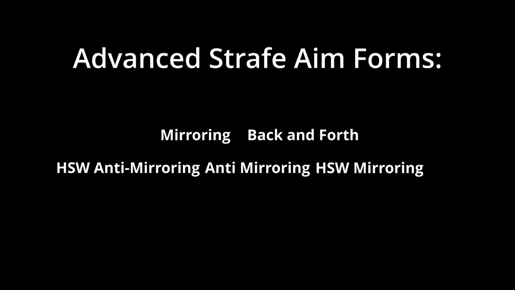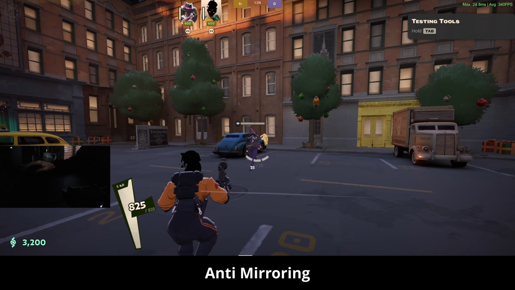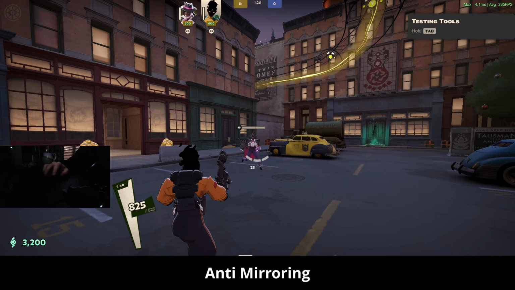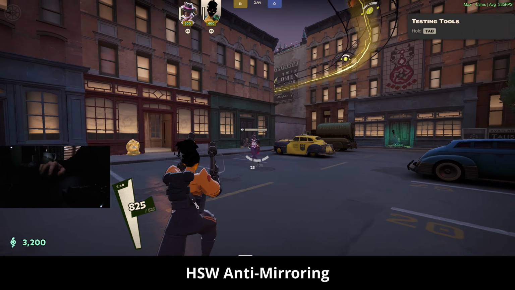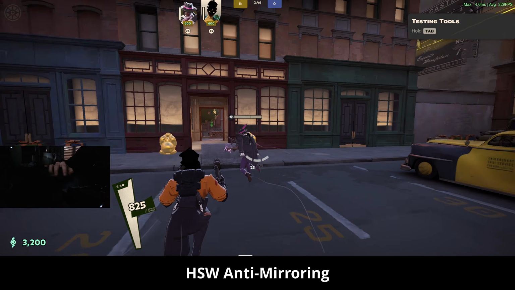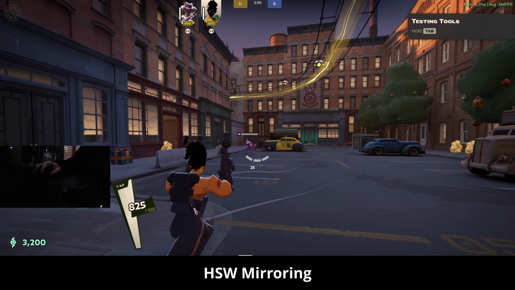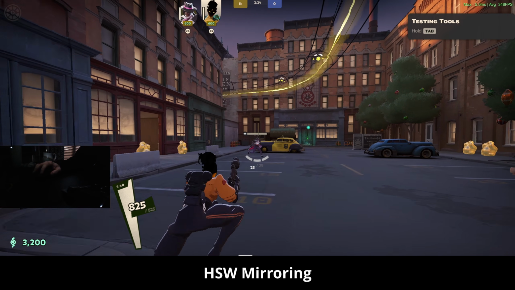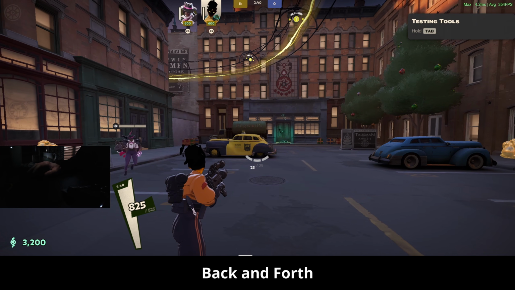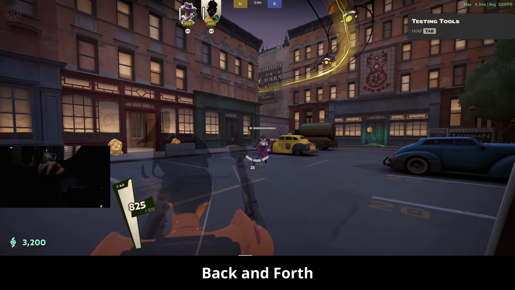These act as building blocks to the more advanced forms of movement. Mirroring, you mirror your enemy's strafe directions. Anti-mirroring, you strafe opposite of your enemy. Half sideways anti-mirroring, moving forward left when your enemy goes left and backward left when your enemy goes right, or the opposite. Half sideways mirroring, move forward right when your enemy goes left and backward left when right, or the opposite. And lastly, back and forth, moving forward when the enemy goes left and backward when the enemy goes right.